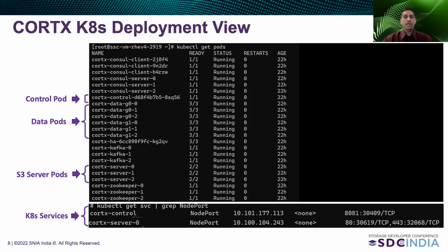It shows a single control pod instance active and running. For data pods, we can see there are 6 pod instances, 2 running on each worker node configured with respective storage devices. And then there are 3 S3 server pods with 1 instance running on each worker node. The second window shows Kubernetes node port services for control server and S3 server pods for clients to be able to access them.